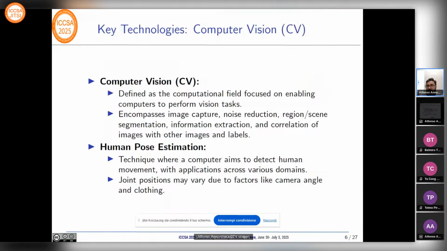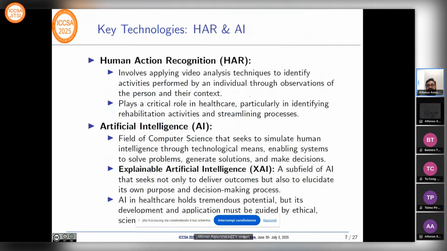We use some key technologies in our research. So computer vision, defined as the field focused on enabling computers to perform vision tasks. We also use the human pose estimation technique, where a computer aims to detect human movement, with applications across various domains. Human action recognition involves applying video analysis techniques to identify activities performed by individuals through observation of the person and their context. So it's really applied in the healthcare area.